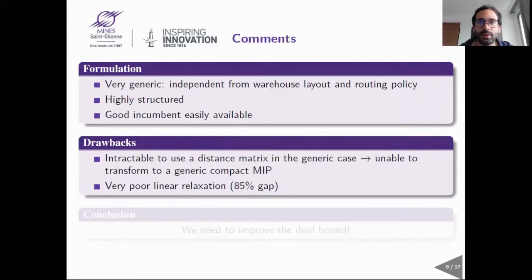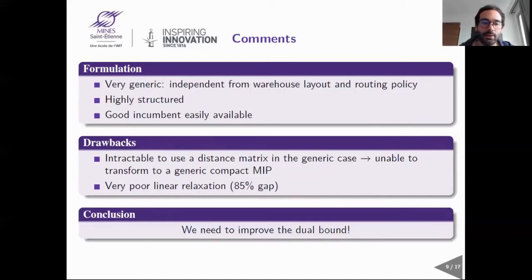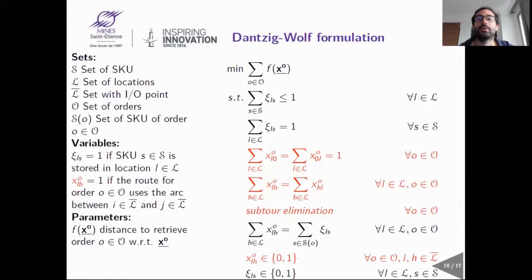Between the different routing policies, you need to adapt the model a bit, so it's not easy to get one general MIP that concerns all possibilities. And the linear relaxation is really poor, around 85% gap. So we need to improve the dual bound for this problem. We will propose a Dantzig-Wolfe formulation.